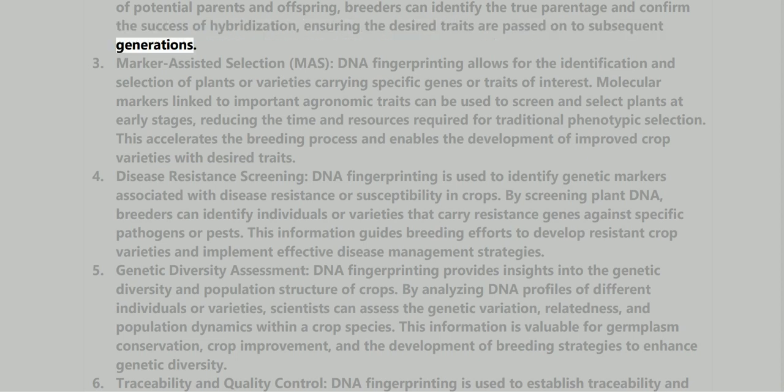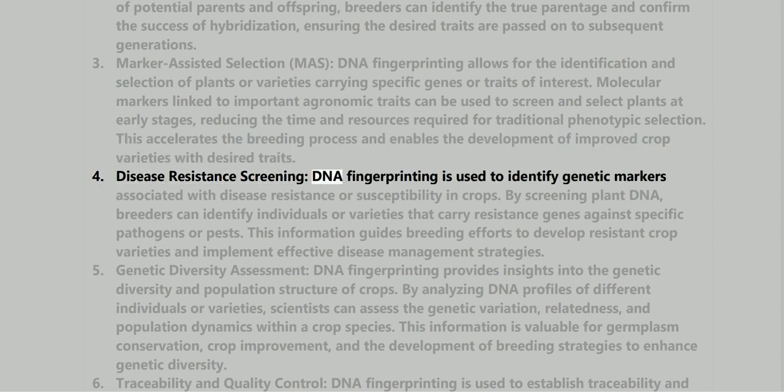3. Marker-assisted selection, MAS. DNA fingerprinting allows for the identification and selection of plants or varieties carrying specific genes or traits of interest. Molecular markers linked to important agronomic traits can be used to screen and select plants at early stages, reducing the time and resources required for traditional phenotypic selection. This accelerates the breeding process and enables the development of improved crop varieties with desired traits. 4. Disease resistance screening.